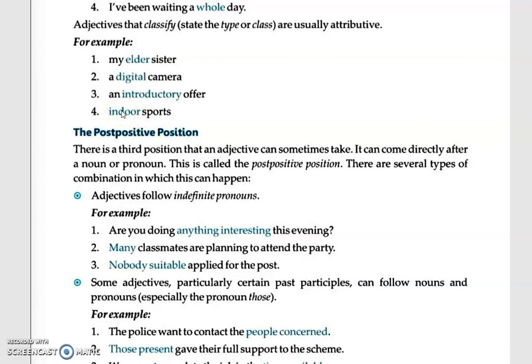Now the next position is the post-positive position. There is a third position that an adjective can sometimes take. It can come directly after a noun or pronoun. This is called the post-positive position. There are several types of combination in which this can happen. Nouns are the main names that we use. Pronouns are the words we use instead of a noun. So an adjective that comes immediately after a noun or a pronoun is in the post-positive position. This is the third position of an adjective.